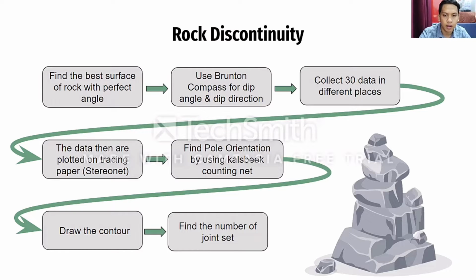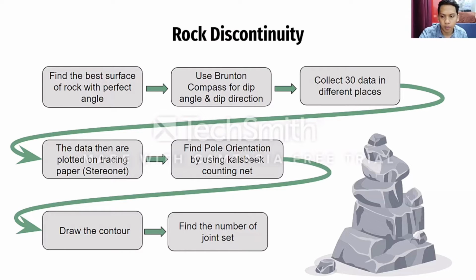After collecting the data, we then plot it on the tracing paper using the stereonet. After that, we find the pole orientation by using the Kalsbeek counting net. After that, we draw the contour. After we draw the contour, we find the number of joint sets. To be detailed, I already wrote it in the report.